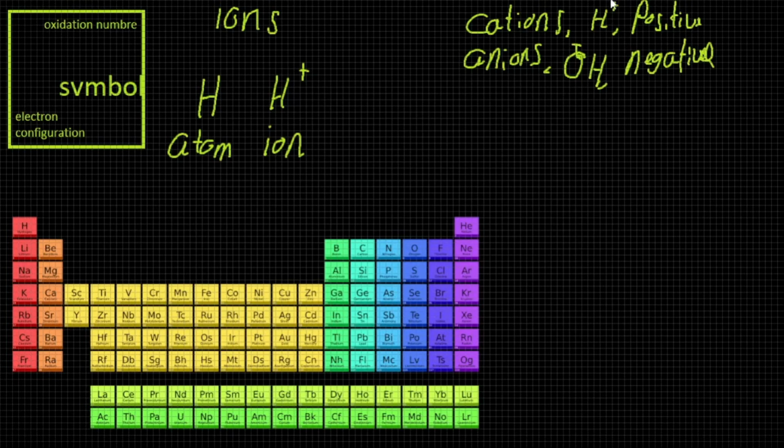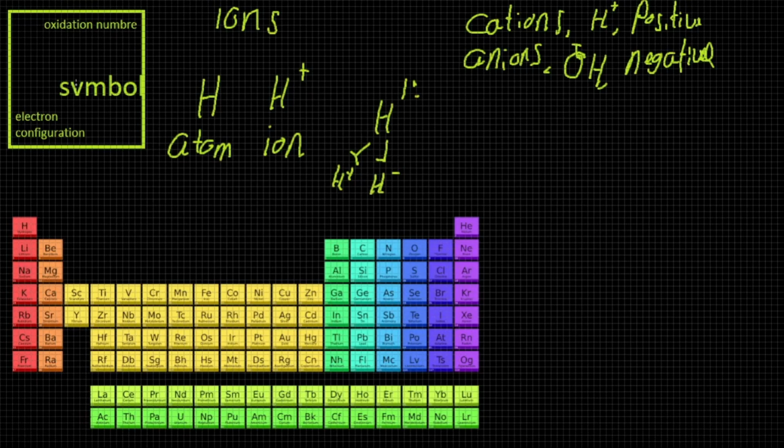To determine the charge of an ion, you can look at the oxidation number of the atom. So if you look at H, it has oxidation number 1 plus and 1 minus, so you can find H plus and H minus as ions. So hydrogen cation and hydrogen anion.